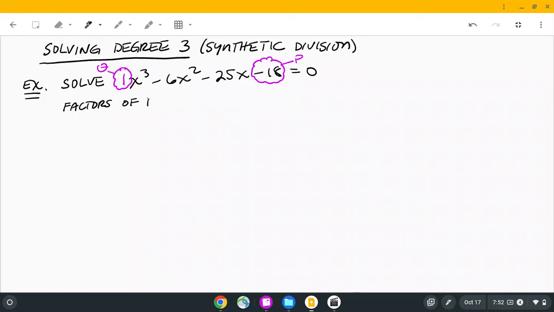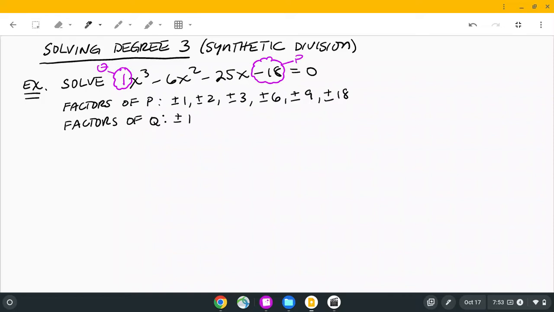Okay. All right, so let's go ahead and list the factors of P first. Factors of P. P is 18, so it's going to be plus minus 1, plus minus 2, plus minus 3, plus minus 6, plus minus 9, and plus minus 18. Okay, those are all the factors of P. P is 18, negative 18. All right, let's list our factors of Q. This is nice because it's just 1. All right, so just plus minus 1.